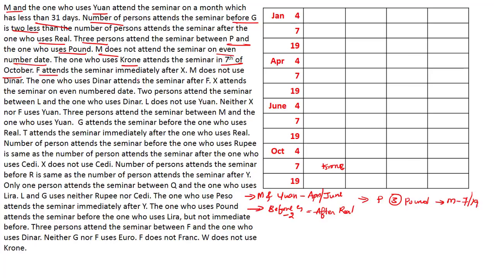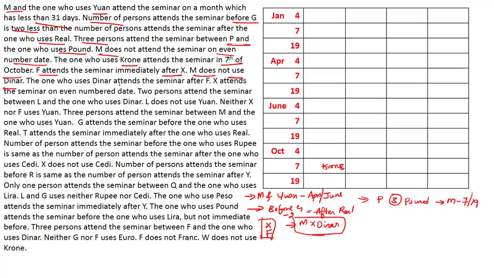The next one is F attends the seminar immediately after X. So immediately after X, F has to attend the seminar. But if you are going to put this here, it is going to make so many possibilities. That is why we have to keep it on hold. The next one is M does not use dinar. So M is not going to use dinar. So this is one more information. M does not use dinar. Okay, let me put it in the box so that we cannot get confused here.